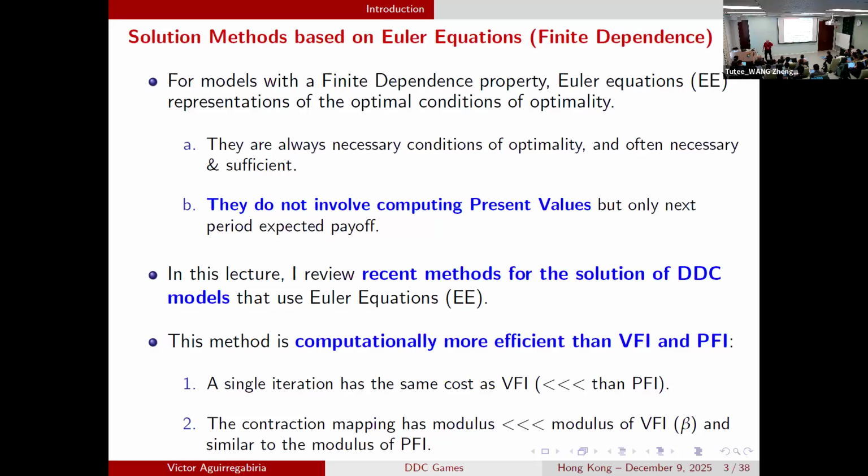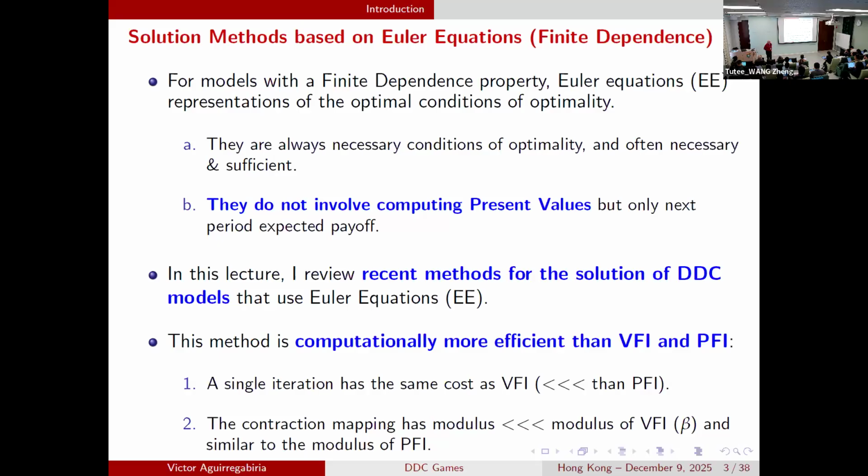Then in this context, I'm going to consider models that have a finite dependence property. And based on this property, I'm going to define an operator that I will call the Euler equations operator. These conditions, this operator, or these Euler equations that I'm going to define, are always necessary conditions for these problems, but in the type of models that I'm going to describe, they are necessary and sufficient conditions to describe the full solution of the dynamic programming problem. Okay.